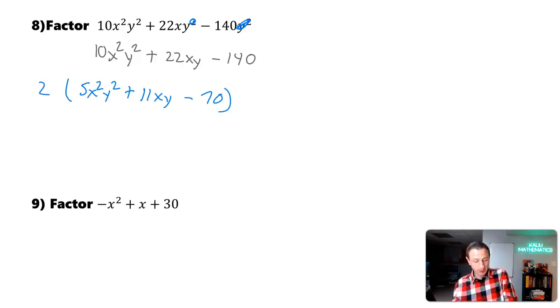Now go for guess and check if you want. Not a bad problem to use guess and check. But if I multiply, I'm doing 5 times 70, which is negative 350, and I want two numbers that multiply to negative 350 and add up to a positive 11. So we have to be careful with our combinations of numbers here. Let's go for like 25. I think 25 is probably a good starting point. And there it is.